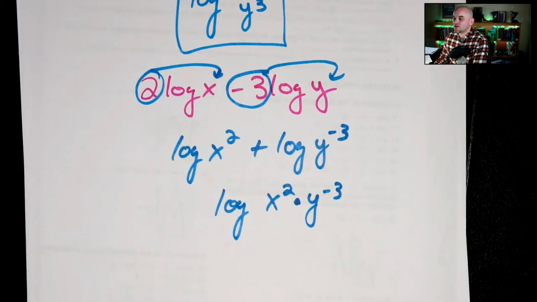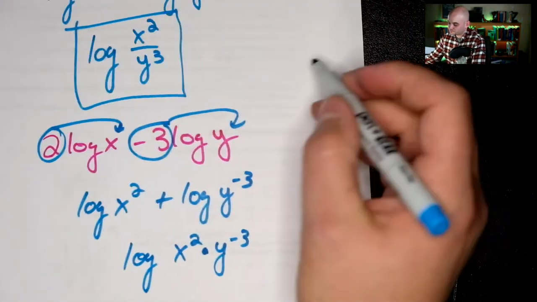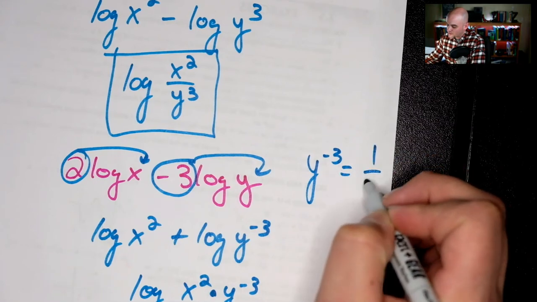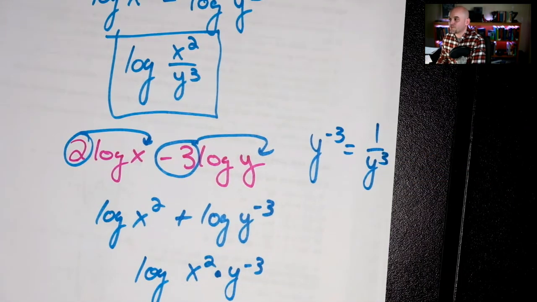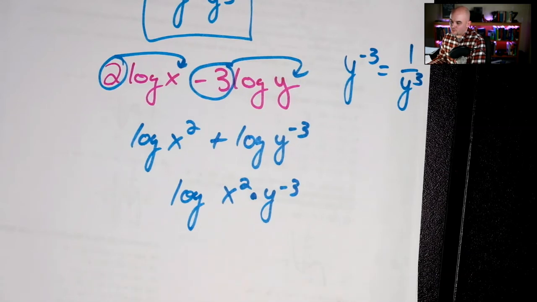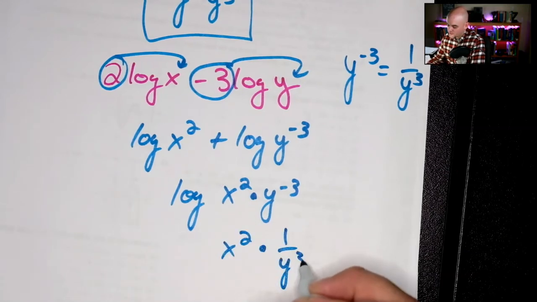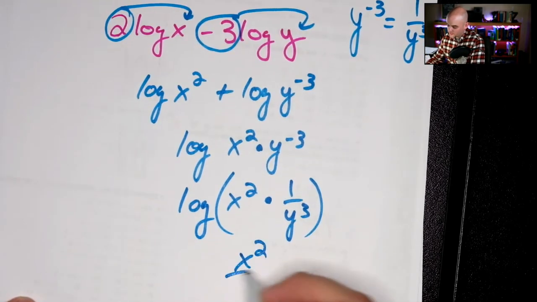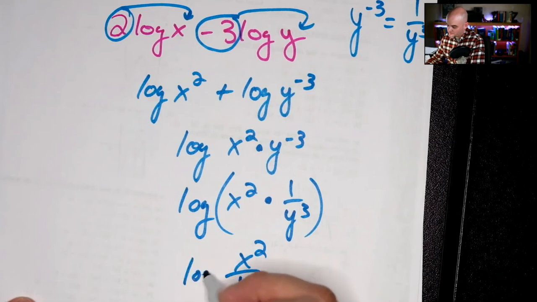Well, what is y to the negative 3? Well, y to the negative 3 is the same thing as saying 1 over y cubed, isn't it? So even if you went this route, you could say x squared times 1 over y cubed, which is the same thing here that we got.